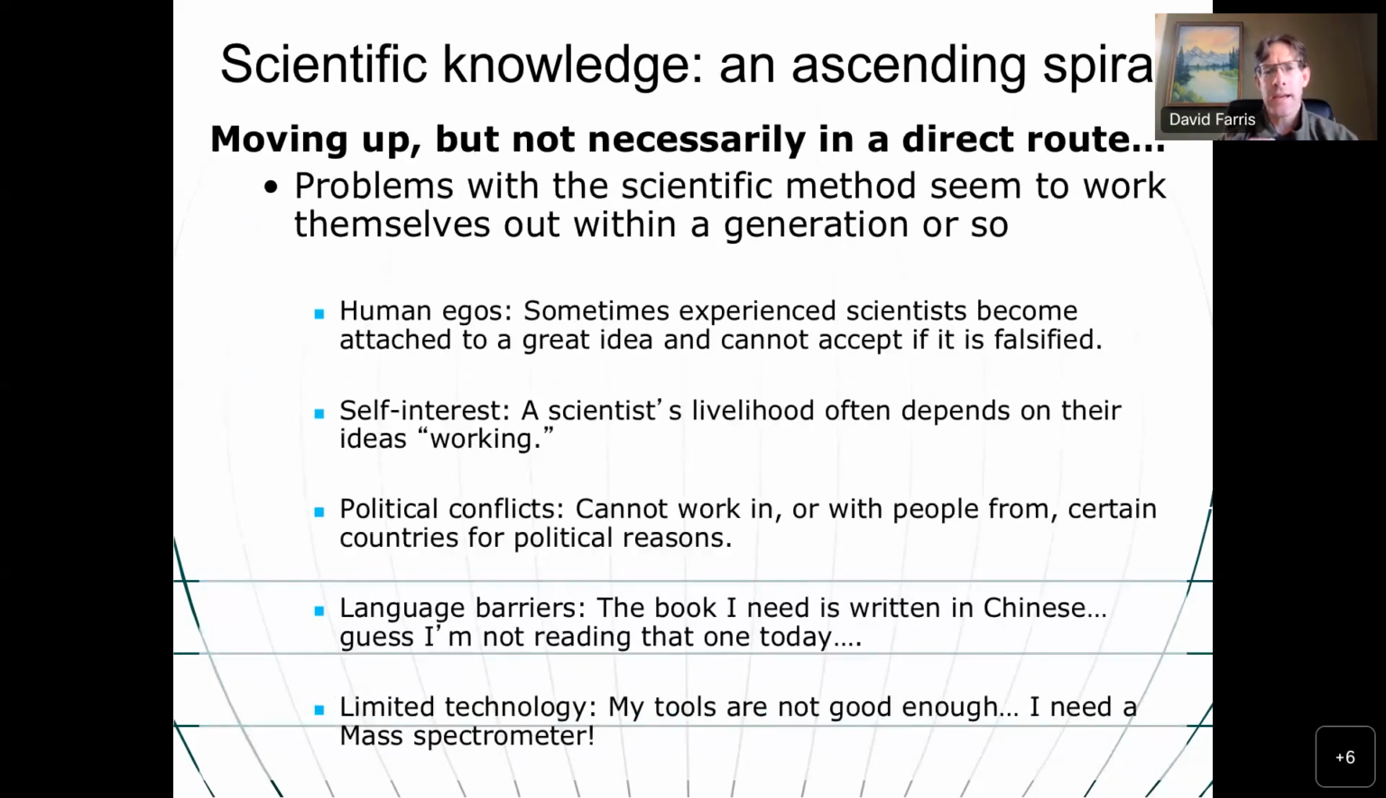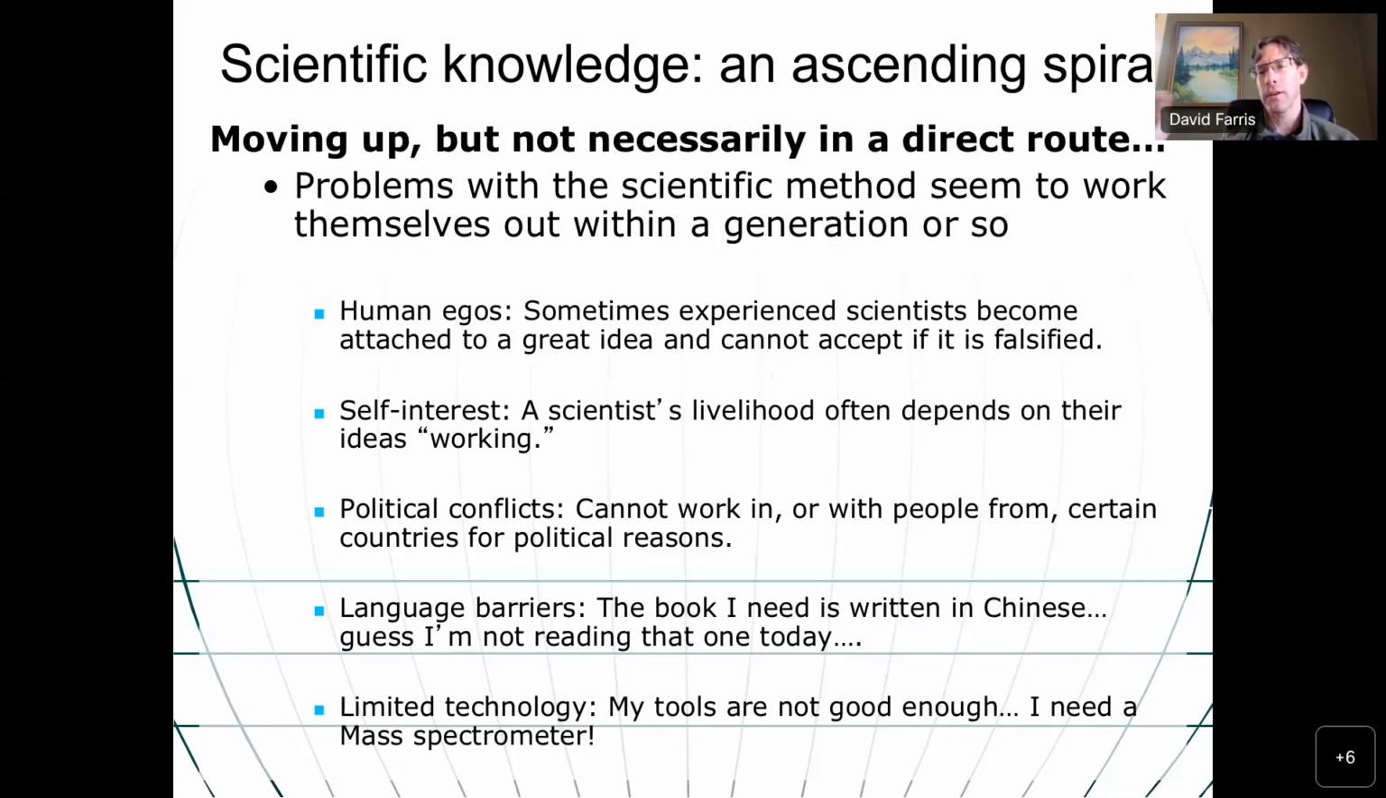Now, scientists are also human. And so they're subject to the same types of human problems and issues that any human basically deals with. And so you've got human egos. Say if you work on a particular idea for 20 years and then somebody proves it wrong, sometimes people have a great difficulty letting go of these ideas because they've just spent the last 20 years of their life working on it. And so they can't accept that it's falsified.